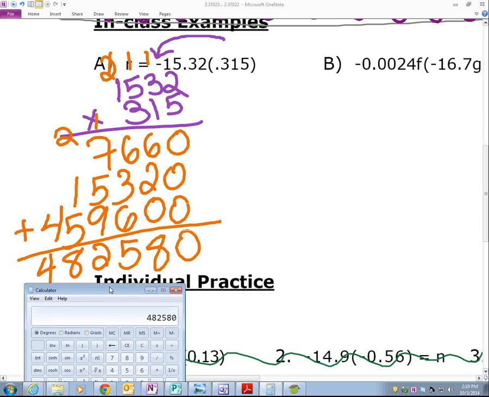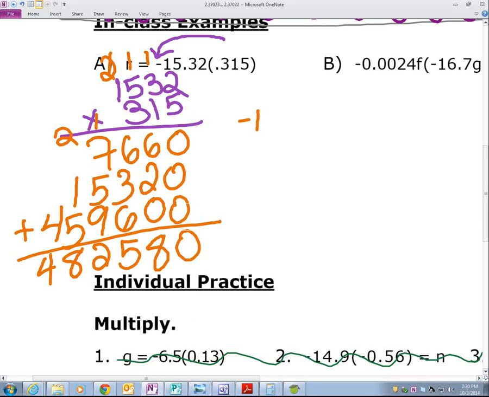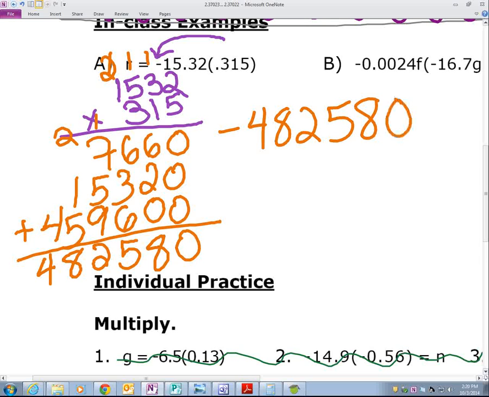So we have to remember to put this negative in there. So here's what I have. Negative 4, 8, 2, 5, 8, 0. What's the next step? Are we done? No. What do we do, Abby?